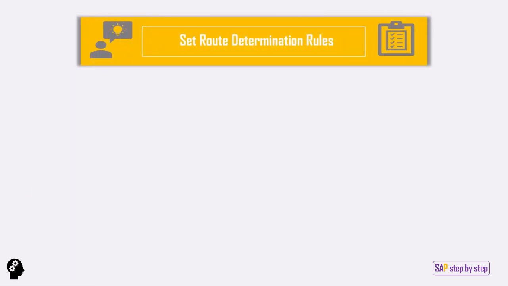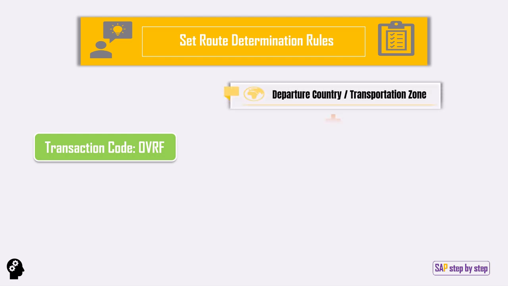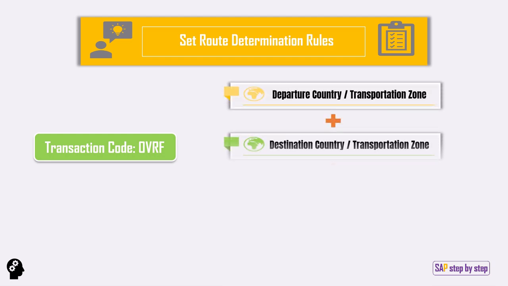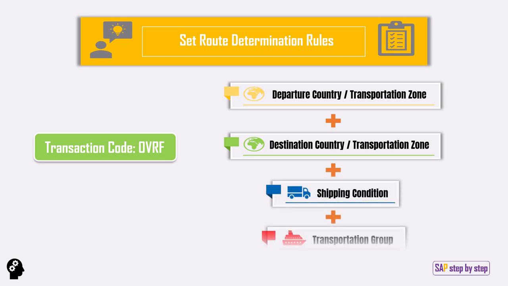Route determination rules. To set route determination, we use the transaction code 0VRF. In T-code 0VRF, assign departure country and transportation zone, destination country and transportation zone, shipping condition, transportation group to a specific route. SAP uses this logic during order creation to automatically determine the most appropriate route for delivery.